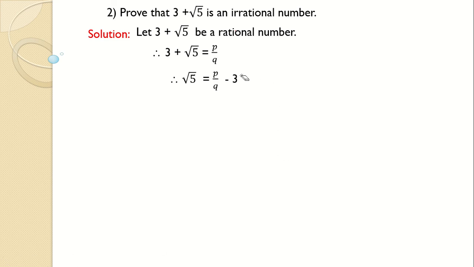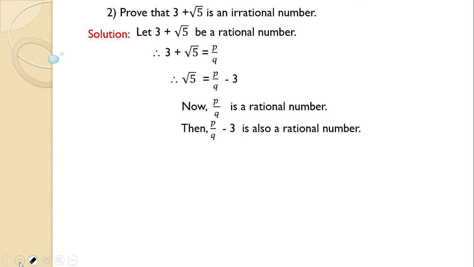Now we got a contradiction, no? P by q minus 3 is a rational number. So your right hand side is a rational number. But on the left hand side we have root 5, and we know it is definitely an irrational number. So how can an irrational number be equal to a rational number? Not possible. So this is a contradiction.